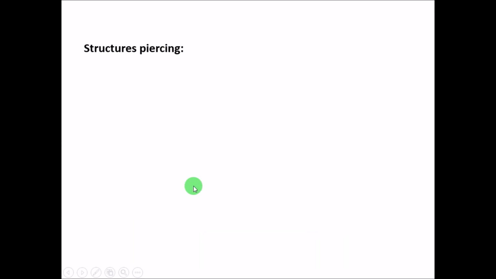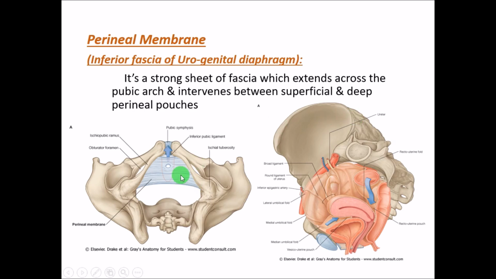Okay. What are the structures which are piercing this perineal membrane? If you can see here, this is the urethral opening as well as in case of female. So here you can see this is the bladder, and this is the urethra which is piercing the perineal membrane. And here in case of the female, you have the uterus, and this is the vagina which is also opening. So there is vaginal opening as well as the urethral opening in case of female.